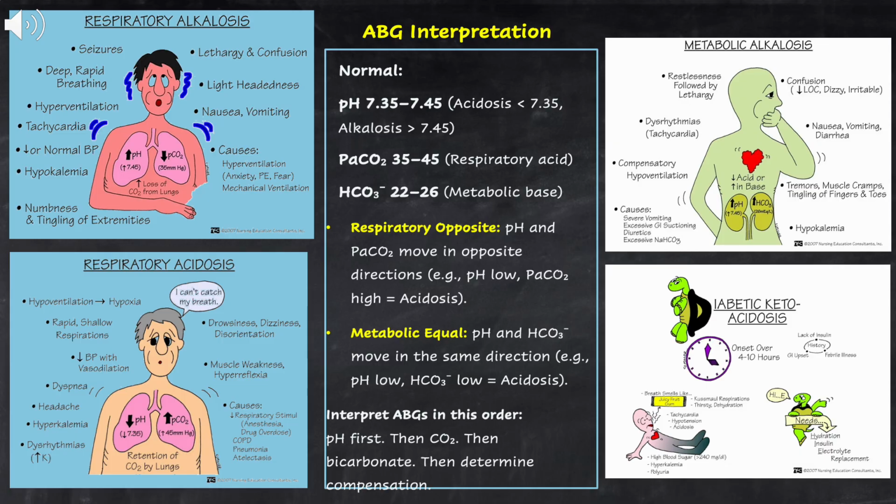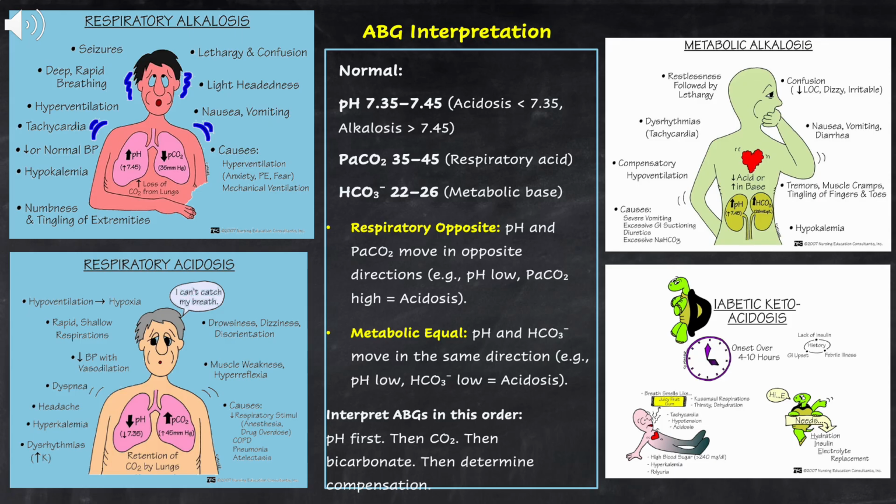These are the foundational normal values for arterial blood gases. The normal pH is 7.35 to 7.45. If the pH is below 7.35, that indicates acidosis. If it's above 7.45, that indicates alkalosis. The normal PaCO2 is 35 to 45 millimeters of mercury. This represents the respiratory acid component. The normal bicarbonate, or HCO3-, is 22 to 26 milliequivalents per liter. This represents the metabolic base component.